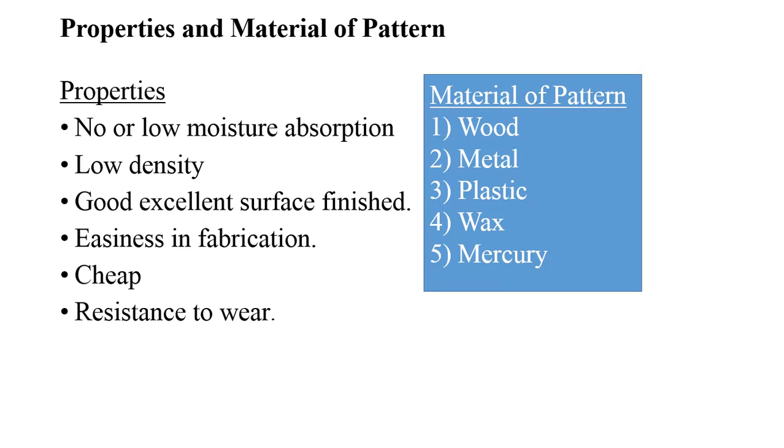Another is what? It should be easy to fabricate, so that whatever the shape or critical shape of the component, the same can be given on your pattern. Another is cheap. It should be available easily at low cost. Then it should be resistant to wear.